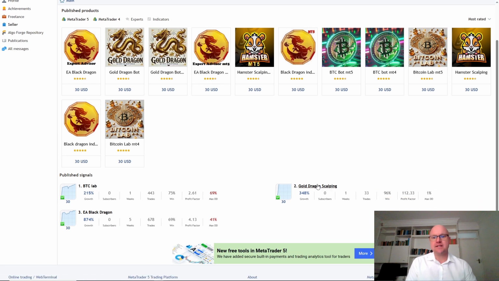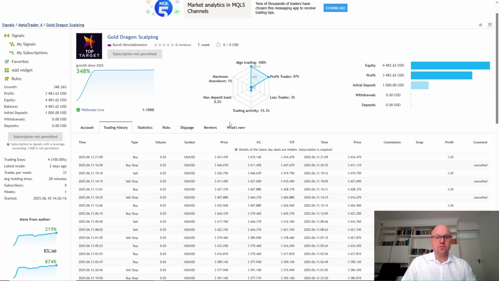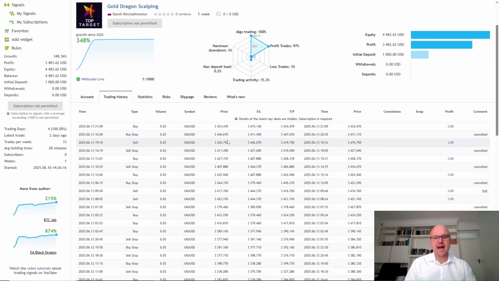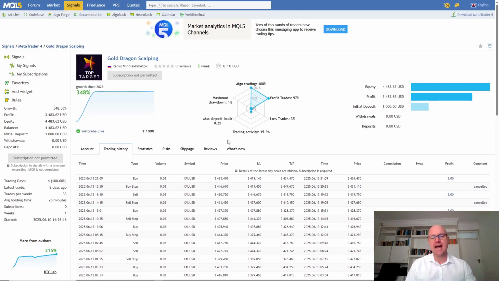Now, if we look at a signal that the developer is currently running for the EA, we'll see it has a growth of 348%, which is really high, and we'll see some aspects of this expert advisor using its breakout strategy in the form of the buy stops and sell stops placed on the account. On top of this, you'll see that each trade has a stop loss and take profit, making sure that your account's protected at all times.